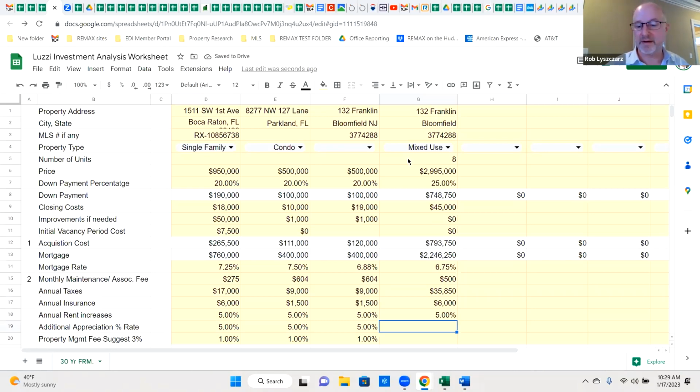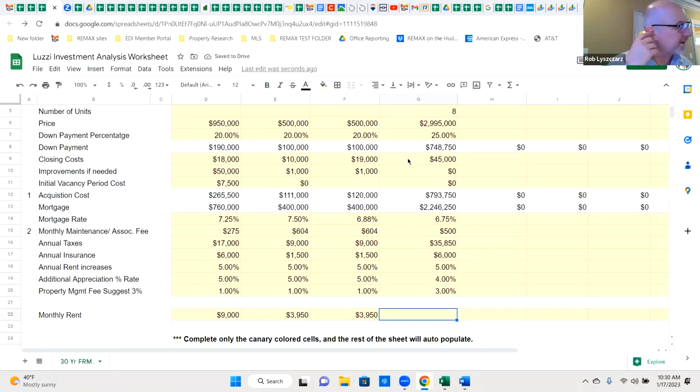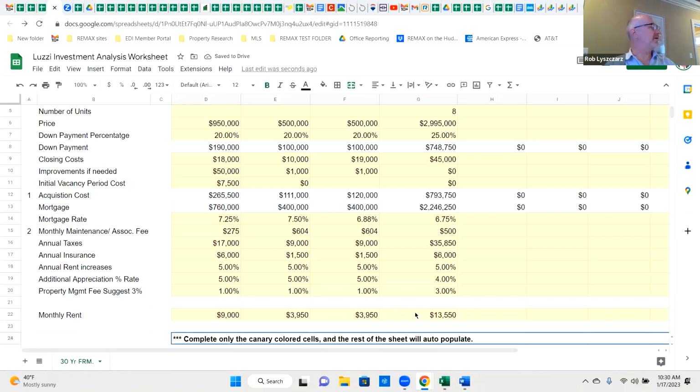Additional appreciation rate, I'm going to be conservative, do 4. Property management, I'm going to do 3%. And the gross rents on this are 162,600. Divide that out. $13,500. How much time? 2 minutes and 24 seconds.